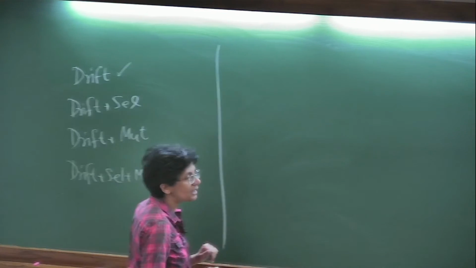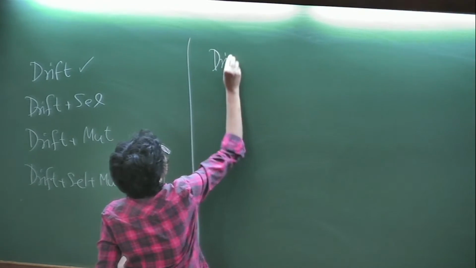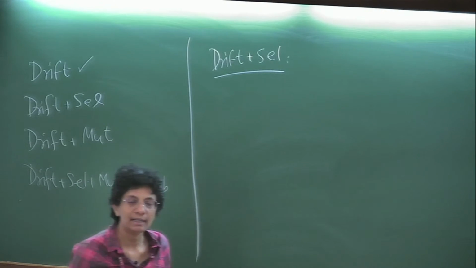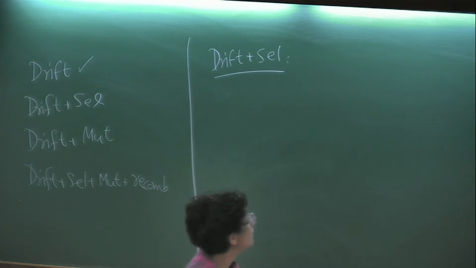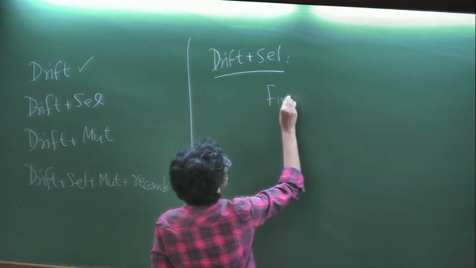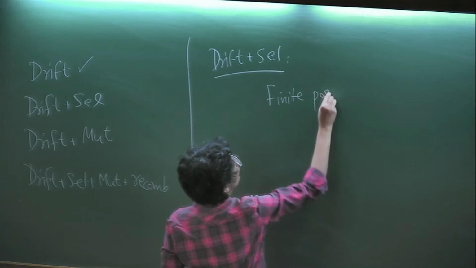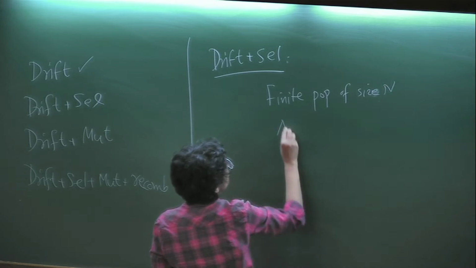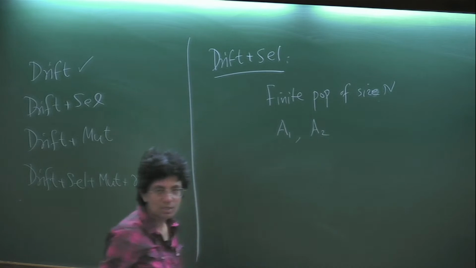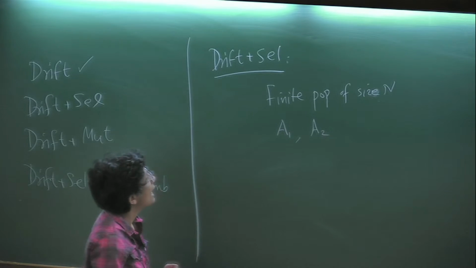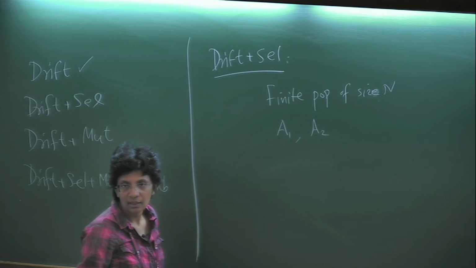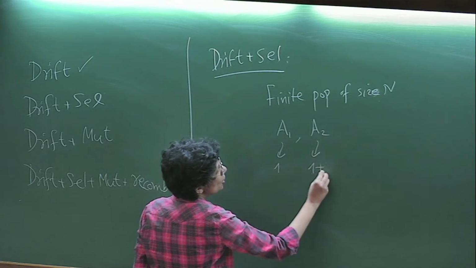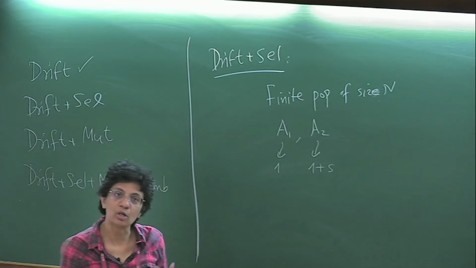So we'll start with drift plus selection. So no mutations again. And like yesterday, we thought about this population of size n, a finite population of size n, and there were these two types, A1 and A2. This was two alleles at a single locus. And yesterday they had equal fitness, right? Today, let's say the fitness of A1 is 1, and the fitness of A2 is 1 plus S. S, as you know, is called the selection coefficient.